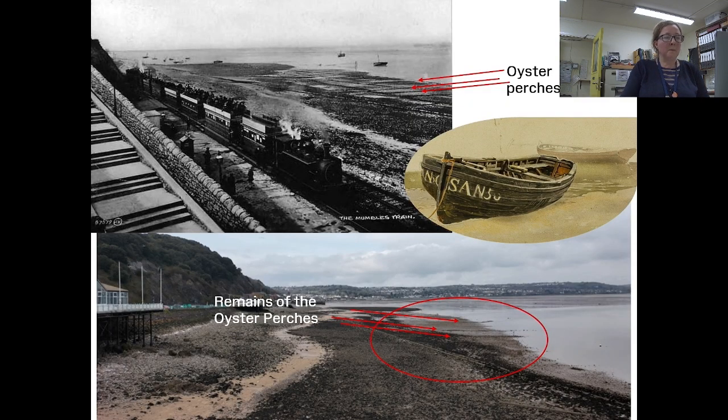So the oystermen would go out in their little fishing boats and dredge for oysters in the daytime. And after dredging, they would return to the shore and tip their catch into what was called an oyster perch. You can see the 2 images on the screen. The top one is one taken in the late 1800s, and the arrows are pointing out the oyster perches.